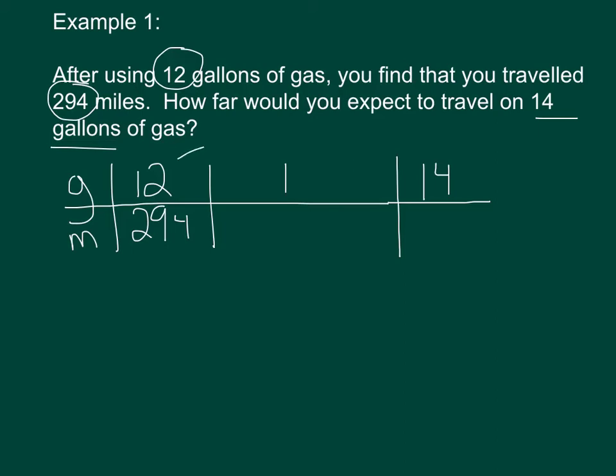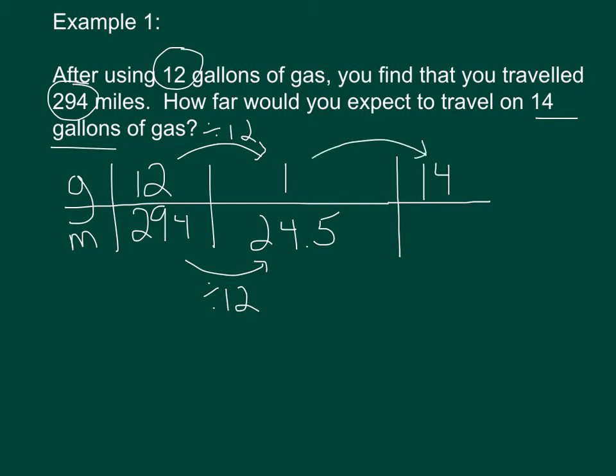So I'm going to do 12 divided by 12 to get my 1, and 294 divided by 12, same thing on top and bottom, and I'm going to get 24.5. And don't worry, I did that in my calculator, not in my head. So right now I know that on 1 gallon, I can go 24.5 miles. That's 24.5 miles per gallon. But it doesn't answer the question.